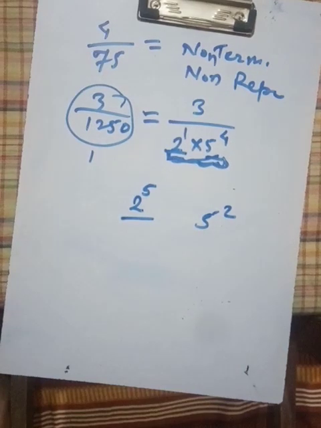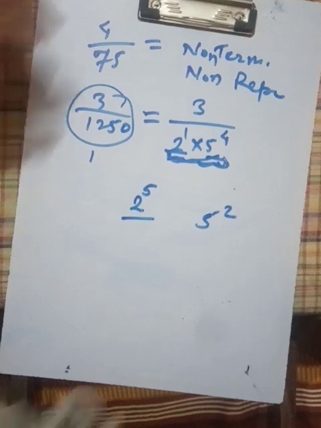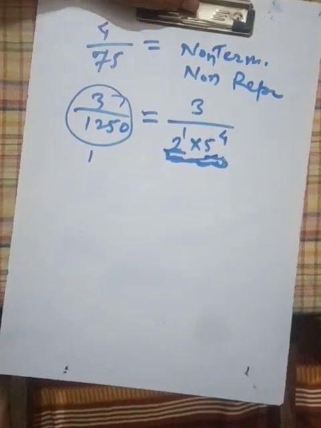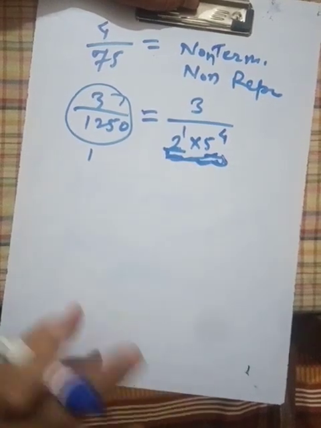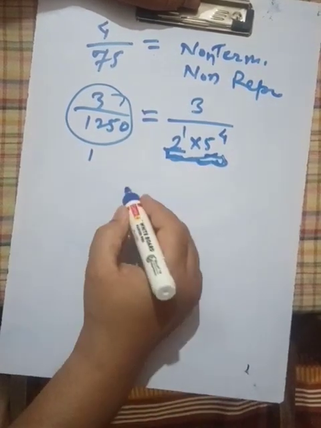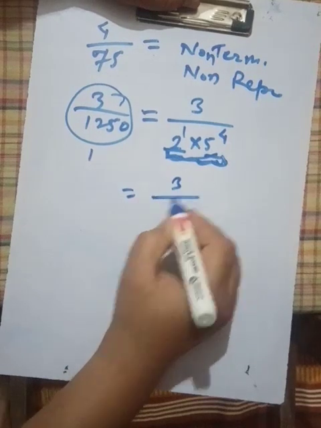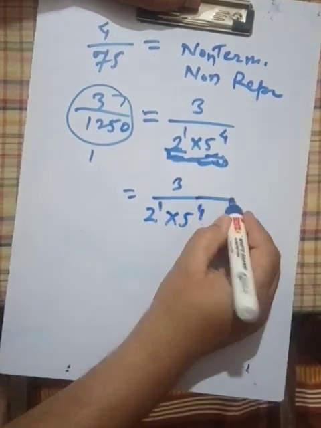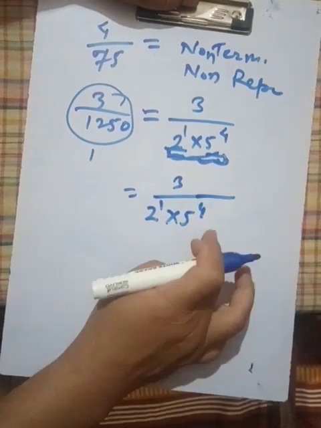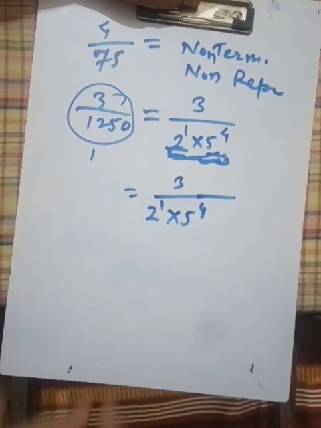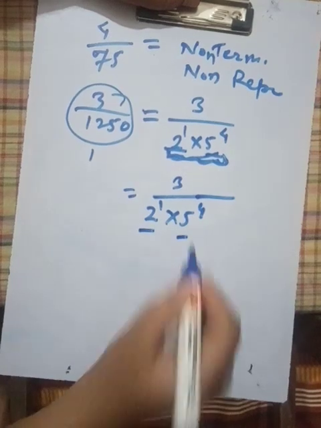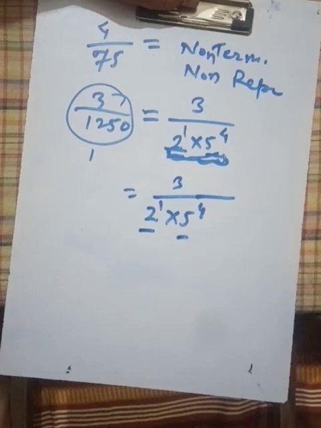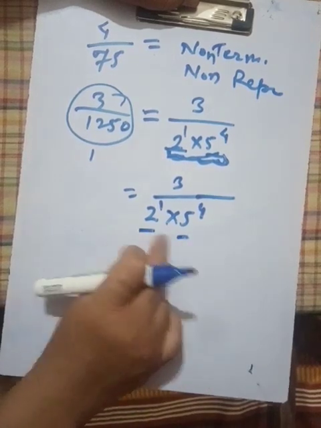So in this situation, this number will terminate after 4 digits. Now someone has told you to find the termination without actual division. In this situation, I write this number as 3 by 2 to the power 1 into 5 to the power 4. And I multiply the denominator and numerator by the same number to make the powers of 2 and 5 equal, so that the power of both should be equal.